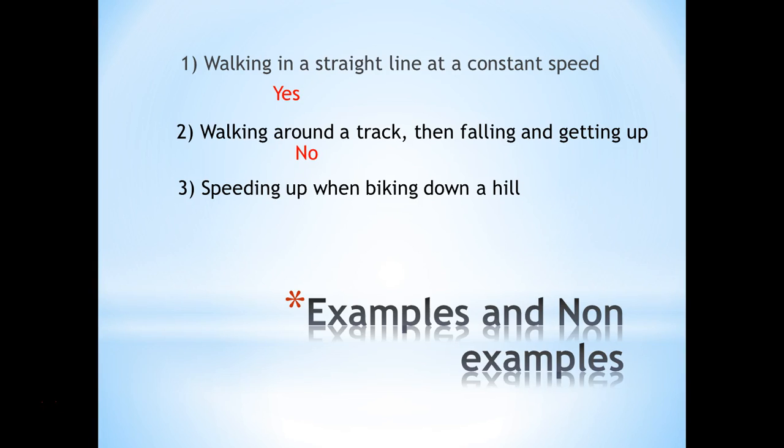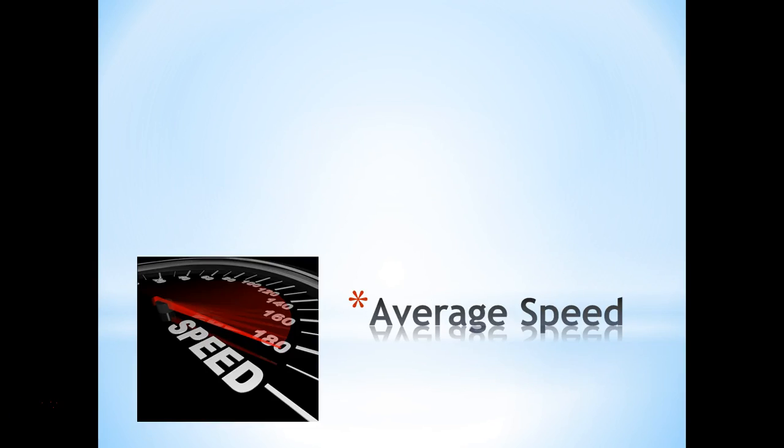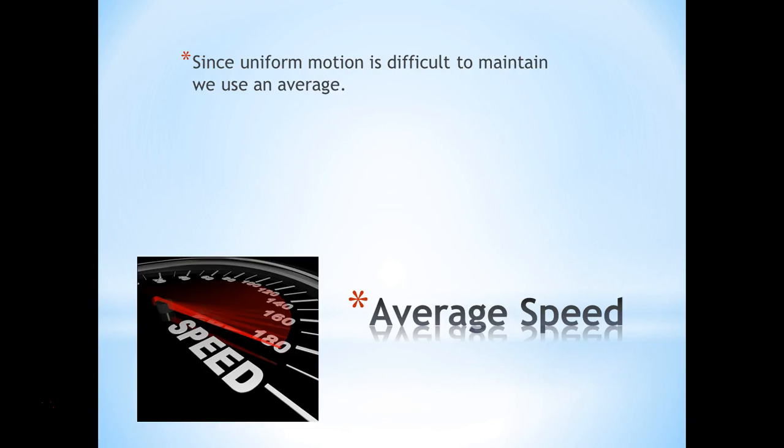The next one, if you're speeding up when you bike down a hill, what will happen here? Do you have uniform motion or not? This is not. Our last example, if you have a maglev train, which are super fast trains that can go on magnets, traveling on parallel tracks, is this uniform motion? It is.